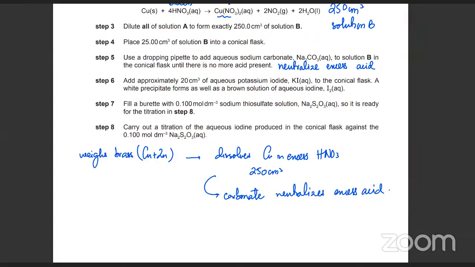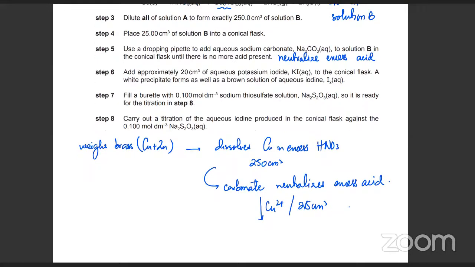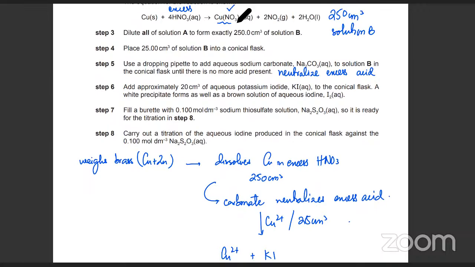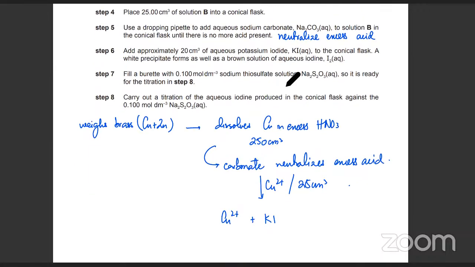So your solution basically now contains copper 2+ ions. So he takes only 25 cm³ of those copper 2+ ions, and he reacts them with potassium iodide. So probably there's some copper 2+ and potassium iodide reaction, which we don't know. So the copper dissolves in nitric acid, forms copper 2+ ions, and there's some reaction that happens over here with KI, and iodine gets formed. He's saying that a white precipitate forms as well as a brown solution of iodine. So some white precipitate forms. He did not tell us what the equation is.